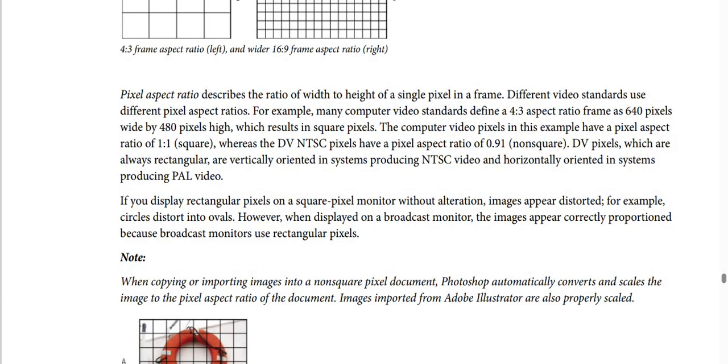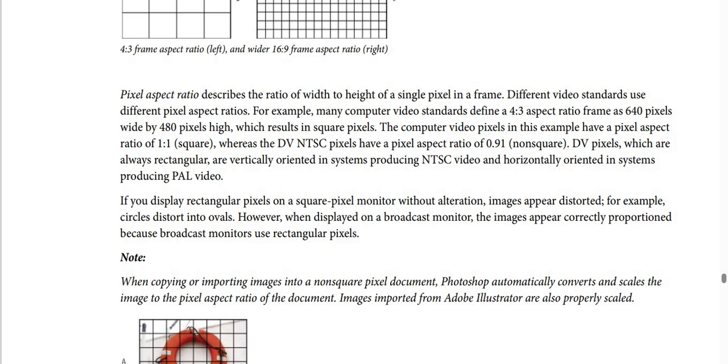And the pixel aspect ratio describes the ratio of width to height of a single pixel in a frame, and different video standards use different pixel aspect ratios. For example, many computer video standards define a 4 to 3 aspect ratio frame as 640 pixels wide by 480 pixels high, which results in square pixels. And computer video pixels, by the way, in this example have a pixel aspect ratio of 1:1.